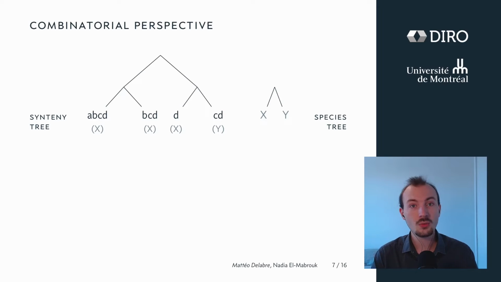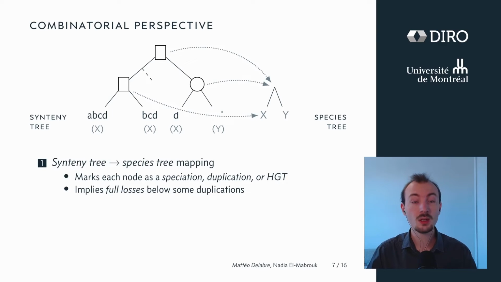To see how we may do this, it helps to take a combinatorial perspective. Remember that the input of our problem is made up of two trees, a synteny tree that is shown here on the left, and a species tree that is shown here on the right. Each leaf of the synteny tree belongs to a species of the species tree. We may see a super-reconciliation as a combination of two objects, the first one being a mapping of the synteny tree onto the species tree.